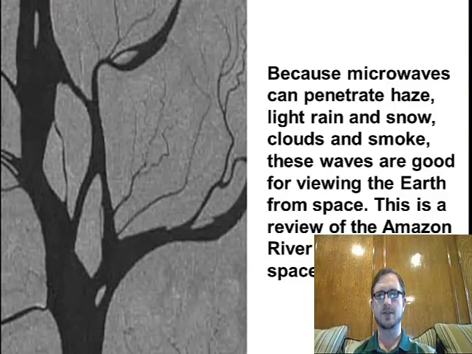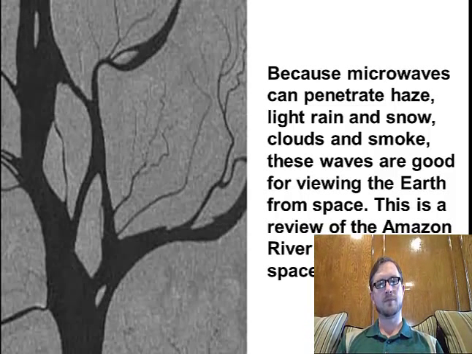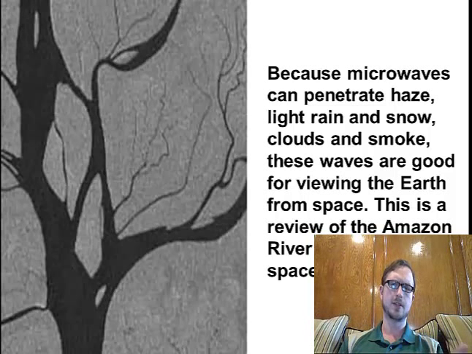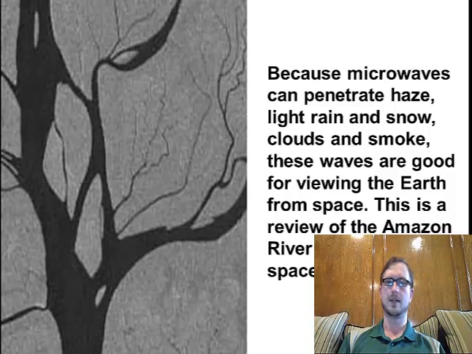So the microwaves can penetrate haze, light rain, snow, cloud, smoke, and even things like leaves. It allows us to get pictures of things we normally can't see. Like this is a picture of the Amazon River.